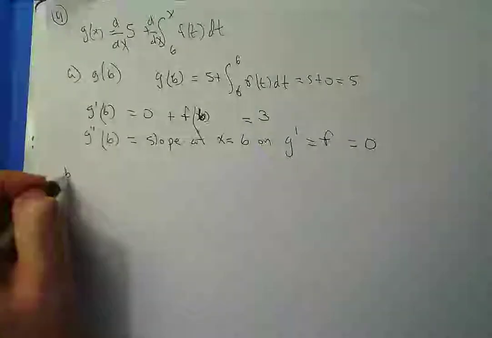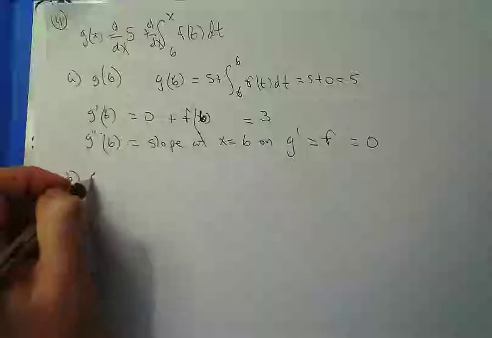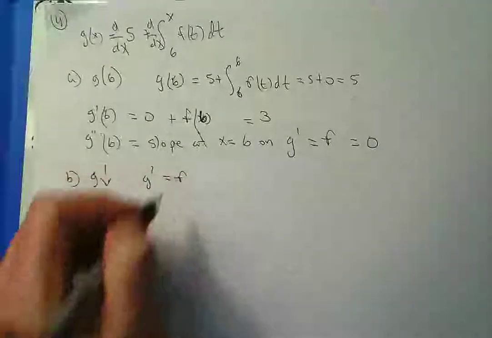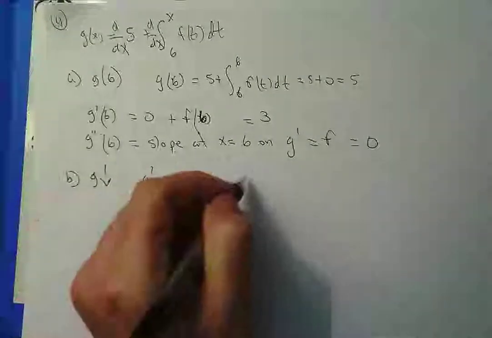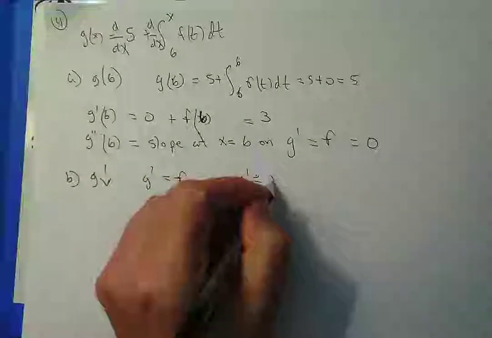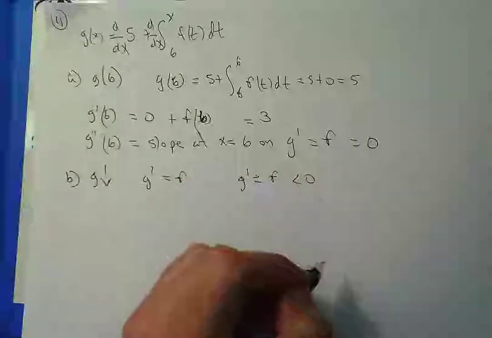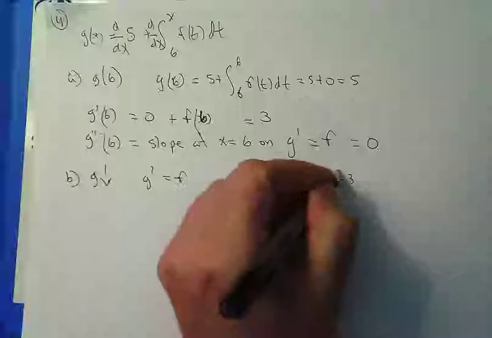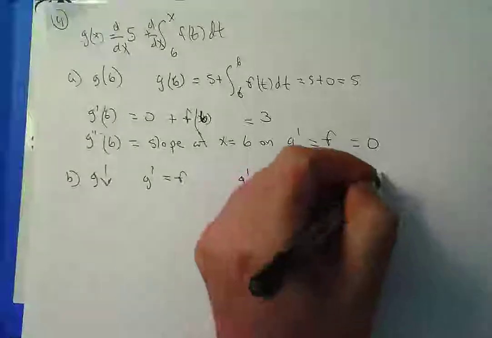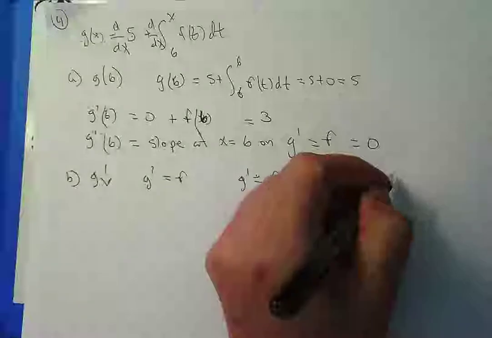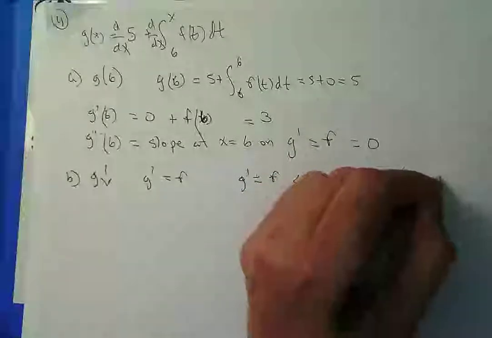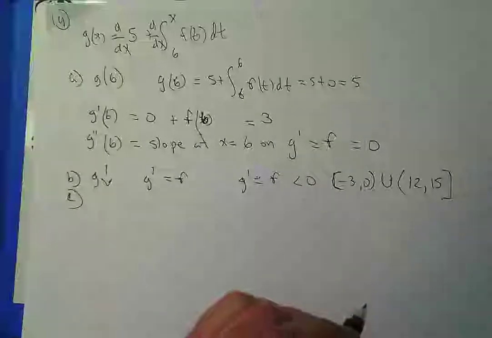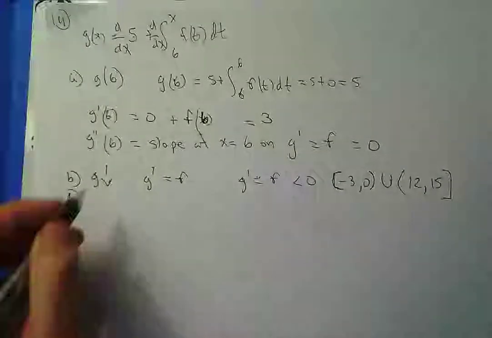B, on what intervals is g decreasing? Well, I know that g prime equals f. And g would be decreasing when g prime equals f is less than 0. And that happens on the interval from negative 3 to 0, union 12 to 15.